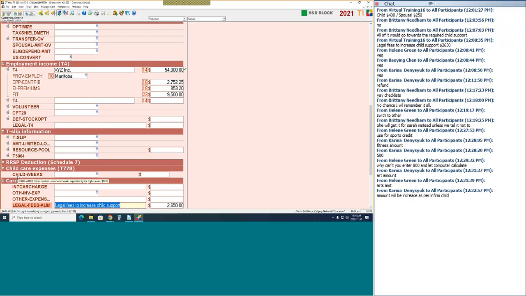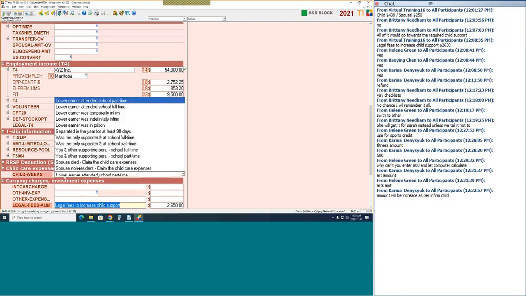So anytime you need to do a Part C or Part D exception, enter the receipts on the child, then go to the higher income spouse, whoever that is, and use the keyword child-weeks. And if you go into child weeks, you're going to see it has all of the different possible exceptions. So if the reason you have an exception is because the lower income earner attended school part-time, you're going to pick that one. That's going to tick box A on your Part C. If they attended school full-time, you'll pick that one.